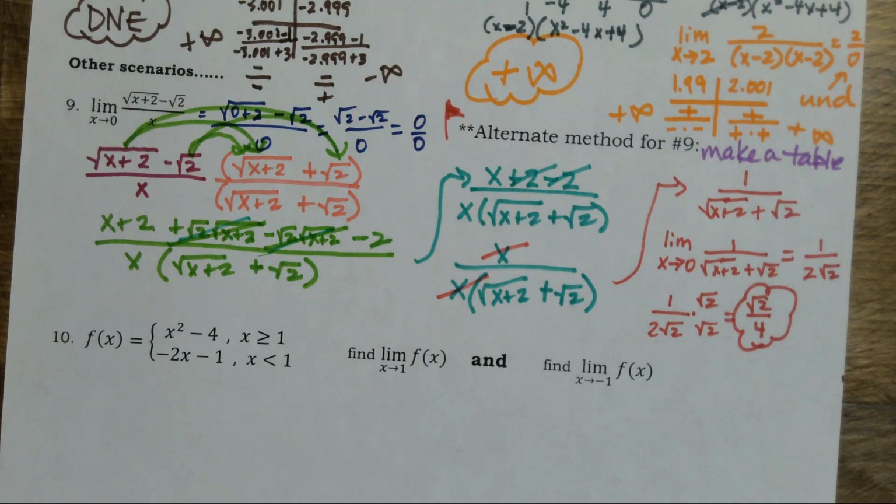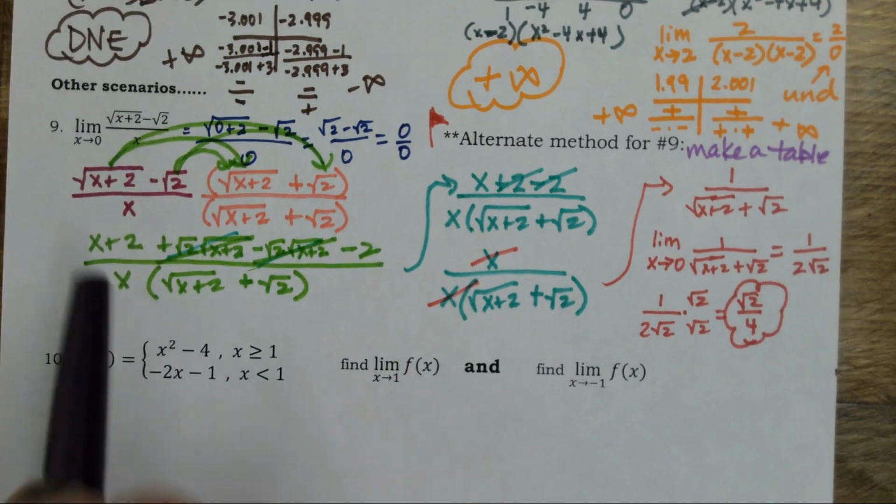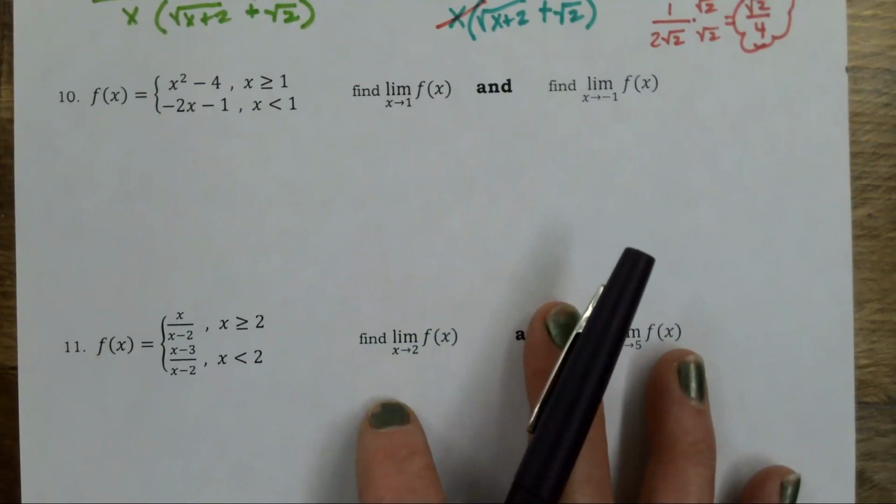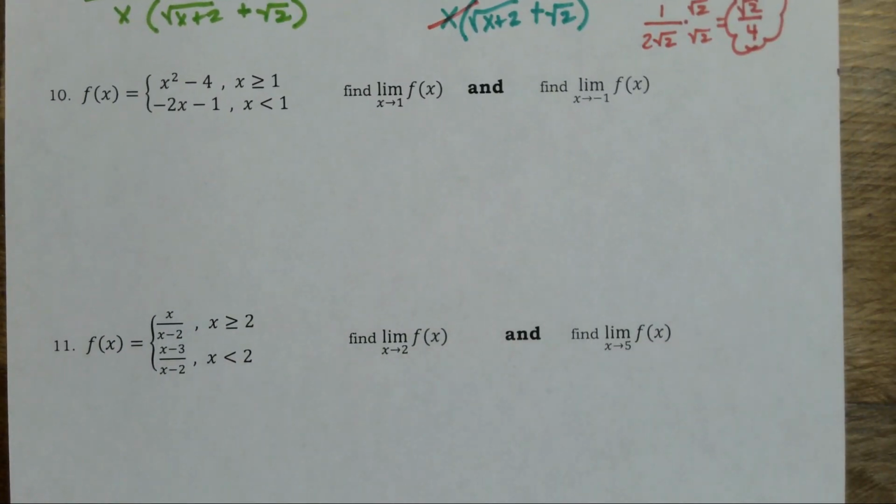Sometimes even scarier to us than these radical things and applying the conjugate is piecewise functions. But I want to tell you, piecewise functions are the easiest to work with, other than just a plain old basic function. And they're easy because all I need to know is where I'm finding my limit. And if the limit is approaching a problem area, I just need to check to make sure that on the left-hand side and on the right-hand side, they come together.